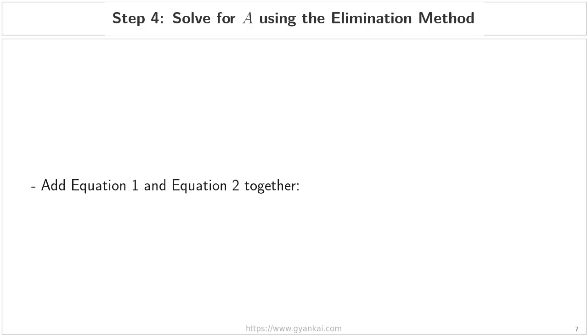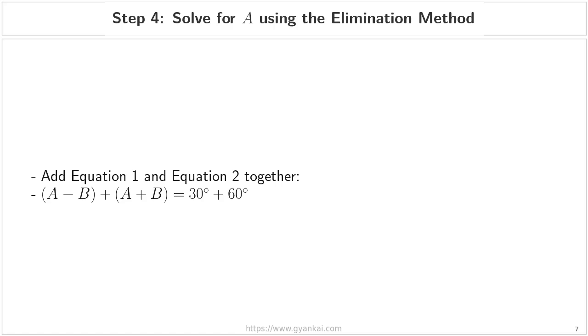Now that we have successfully set up our system of two linear equations from the previous steps, we move into step 4, where we will solve for the first variable, a, using the elimination method. To begin, we are going to add equation 1 and equation 2 together.